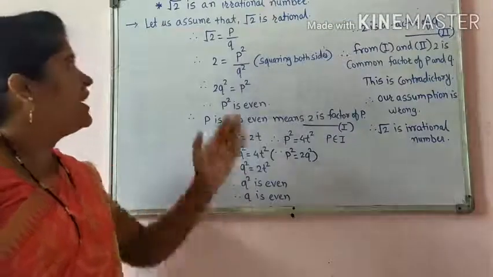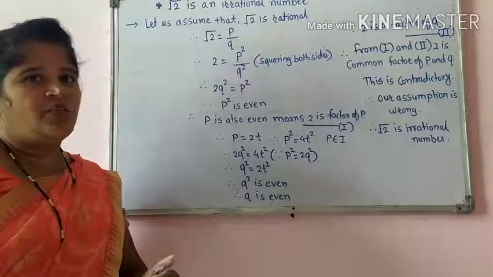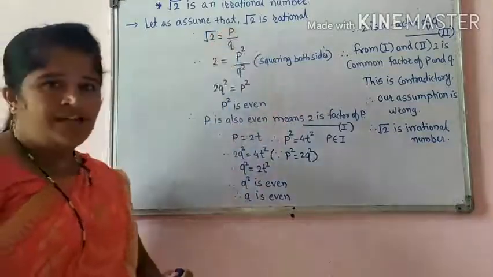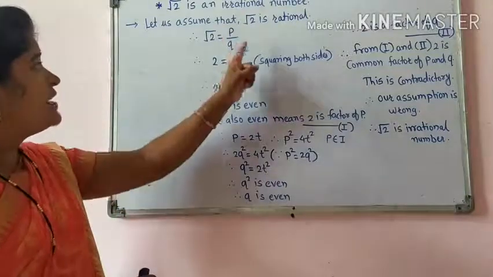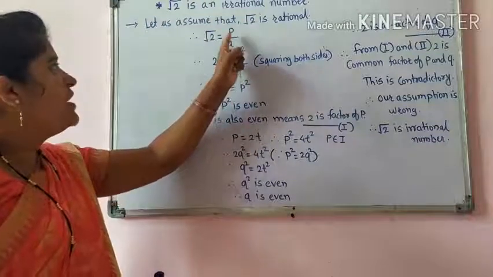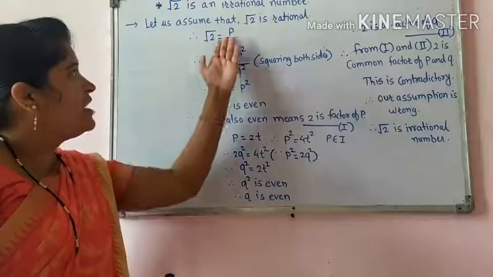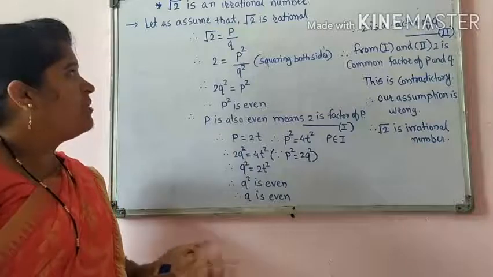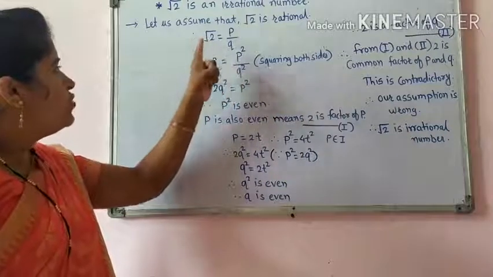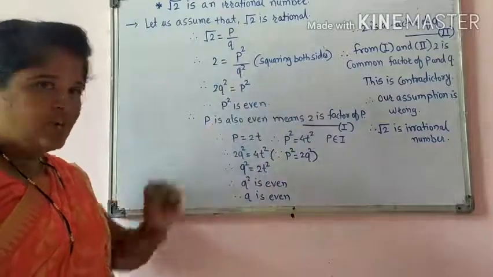Let us prove that root 2 is an irrational number. To prove that root 2 is an irrational number, we use indirect proof. Means, let us assume that root 2 is a rational number. So, root 2 is equal to p by q, where p and q have no common factor other than 1 because it is in the reduced form. Squaring both sides, the square of root 2 is 2, and p square upon q square. So 2 is equal to p square upon q square.